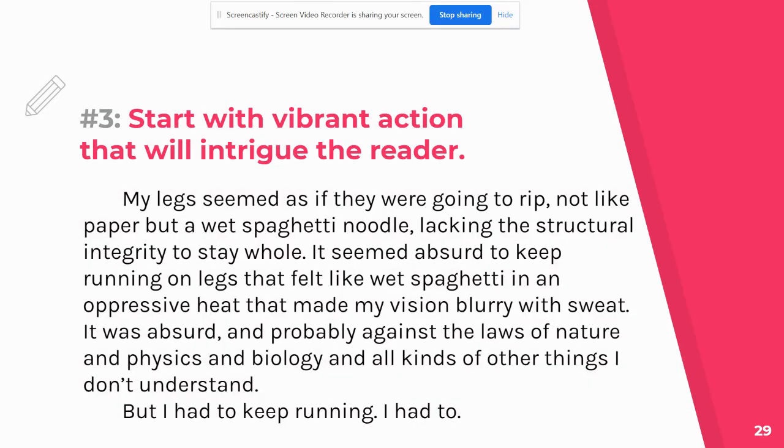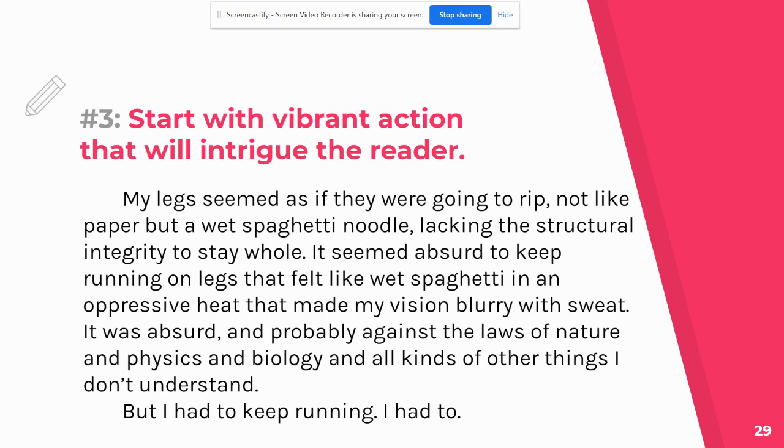Okay, start with vibrant action that will intrigue the reader. So maybe start with a very active opening. Sarah kind of did a combination of that, okay, as did Sam. This action, the holding the phone over the toilet, like starting with story, starting with letting action drive your narrative.